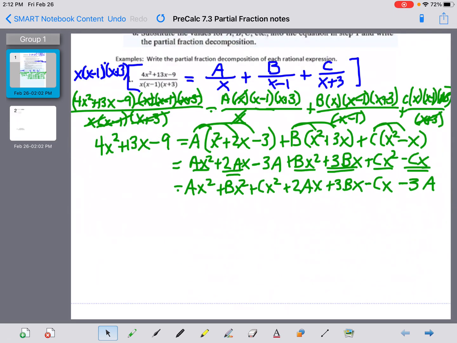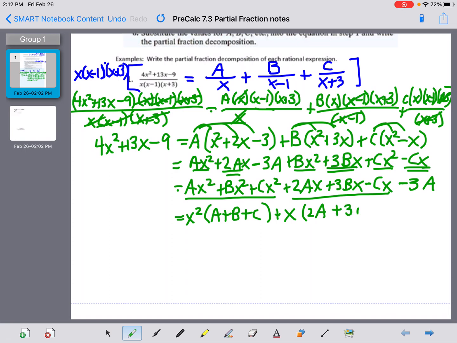I know I'm not using the left side, and to be honest, I'm just going to leave it hanging for a little bit. So if you understand here, all of these have an x squared, which leaves us with a plus b plus c when I factor out that GCF. On these three right here, I'm going to factor out a positive x, and that's going to leave me 2a plus 3b minus c. And then I have minus 3a. And again, I let it go for a little bit, but on the left side, this all still equals 4x squared plus 13x minus 9.